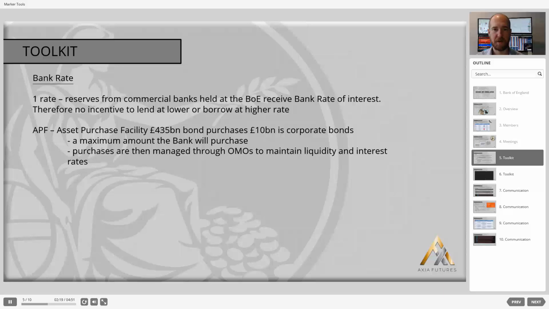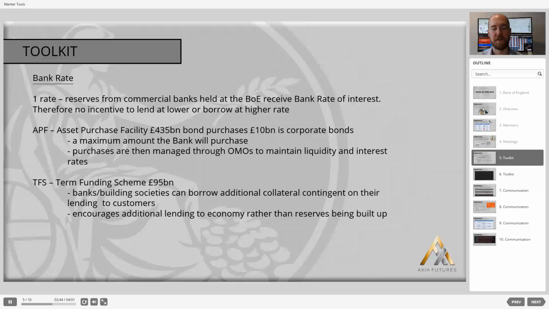Now, what the Bank of England was finding with this is that this additional funding that went to commercial banks ended up being absorbed and then put back into reserves at the Bank of England. So it wasn't actually following through into the economy. It wasn't creating any expansion. It wasn't creating any inflation within the economy. So what did the Bank of England do? They then set up the TFS, the Term Funding Scheme. This is a scheme worth £95 billion.